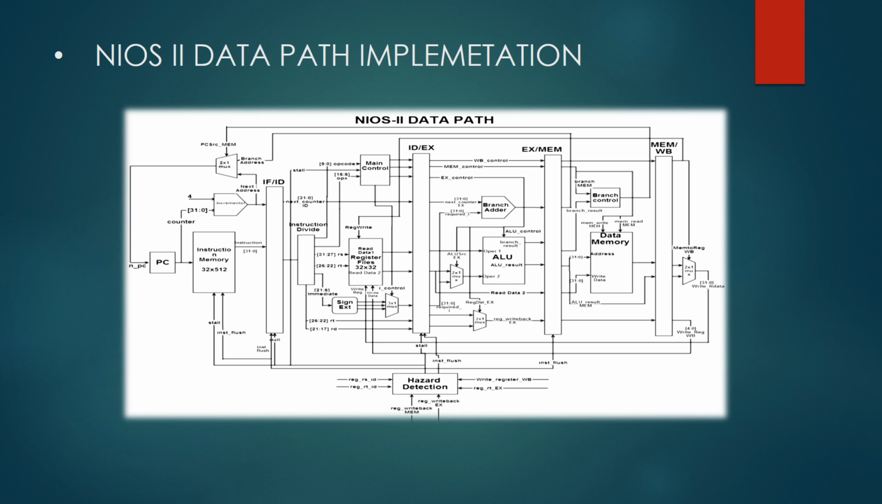Another important block is the hazard detection module. This module is basically to detect read after write data dependency and give control signals, which are stall and instruction flush. The data dependency occurs when the read and write operation is done on the same register. In this situation, this module pauses all pipeline stages and allows the write back stage to complete the operation.